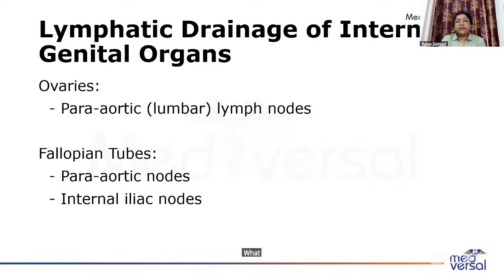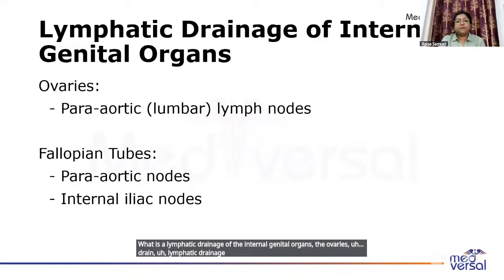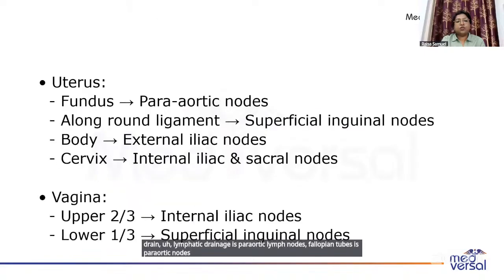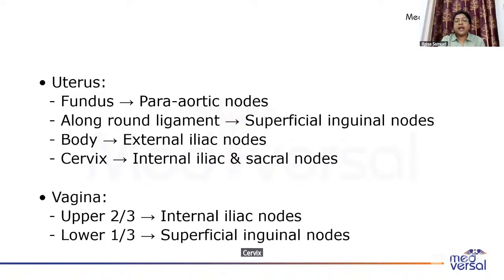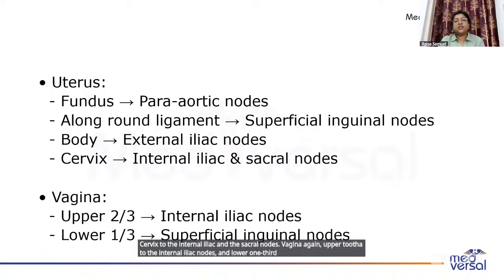What is the lymphatic drainage of the internal genital organs? The ovaries lymphatic drainage is para-aortic lymph nodes. Fallopian tubes is para-aortic nodes and internal iliac nodes. And uterus is fundus to the para-aortic nodes, along the round ligament to the superficial inguinal nodes, body to the external iliac nodes, cervix to the internal iliac and the sacral nodes. Vagina again upper 2/3 to the internal iliac nodes and lower 1/3 to the superficial inguinal nodes.